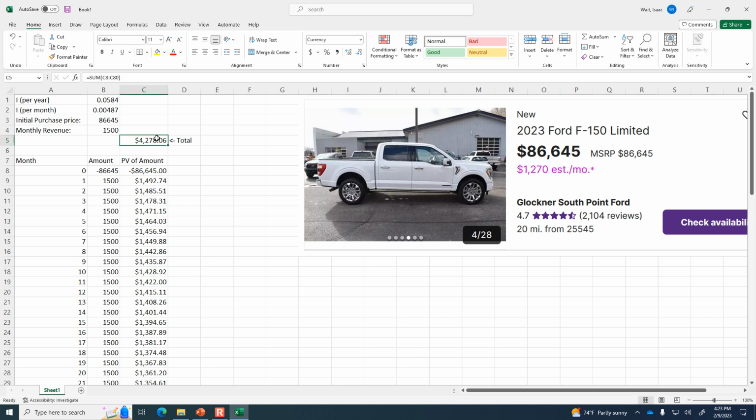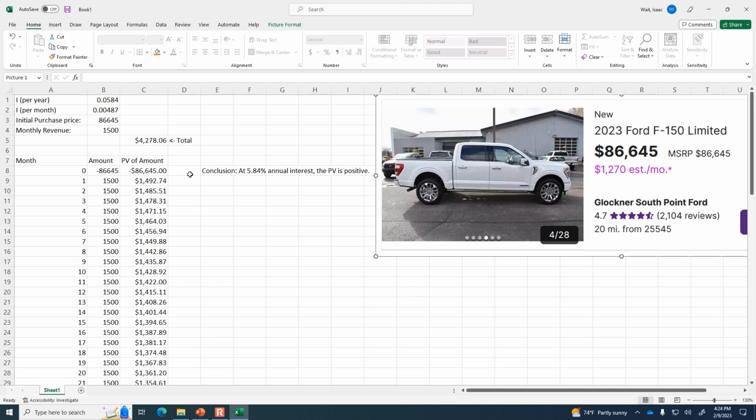Okay. So this is positive, which tells us this is a profitable venture, that the present value of the revenue is greater than the present value of the costs. So I'm going to just write a conclusion here. At 5.84% annual interest, the PV is positive. And that tells me that, you know, this is a potentially acceptable venture at that interest rate.